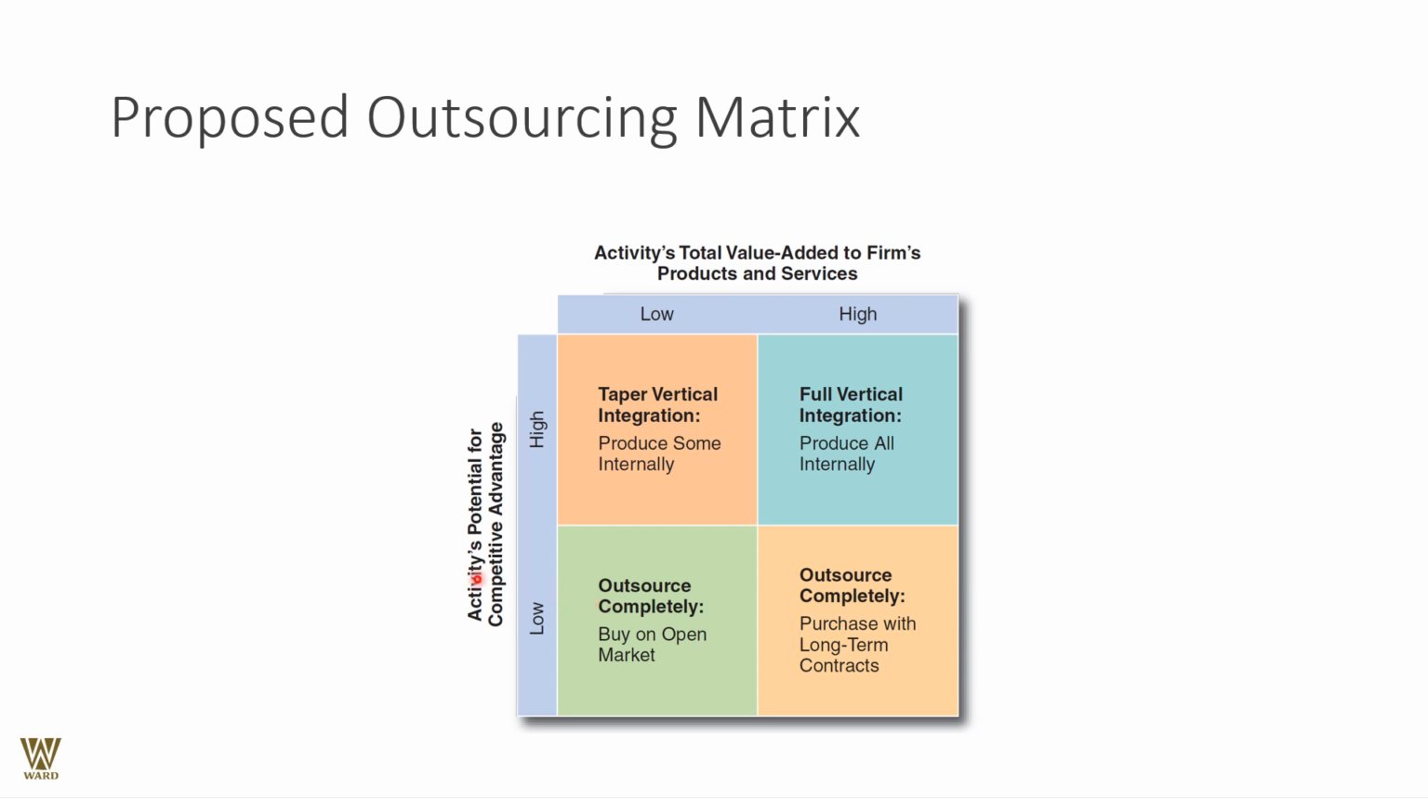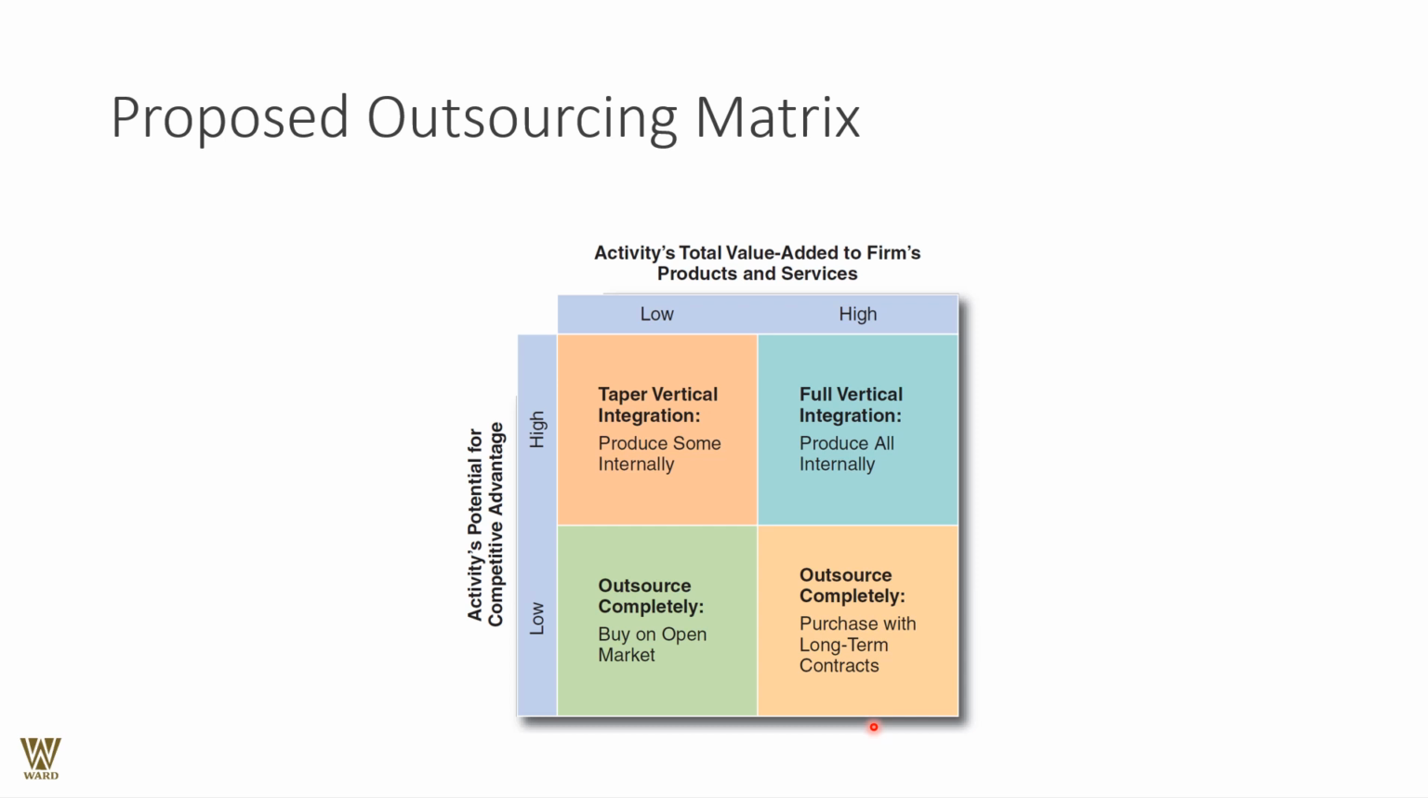But when the competitive advantage is very high and the added value is very low, probably part source it, part manufacture it, taper vertical integration, produce something internally. But what happens when the competitive advantage is low, but the value added is very high? In this case, freeze the products and have a long-term contract with an outsourcing partner. It's not for one month or one year. It is anything from 5 to 10 years, a frozen contract where you cannot work for anybody else.